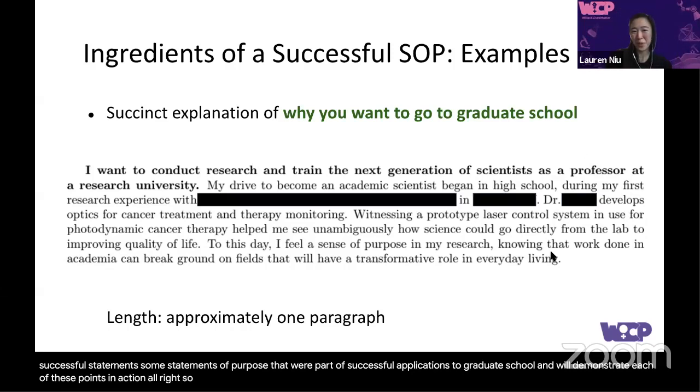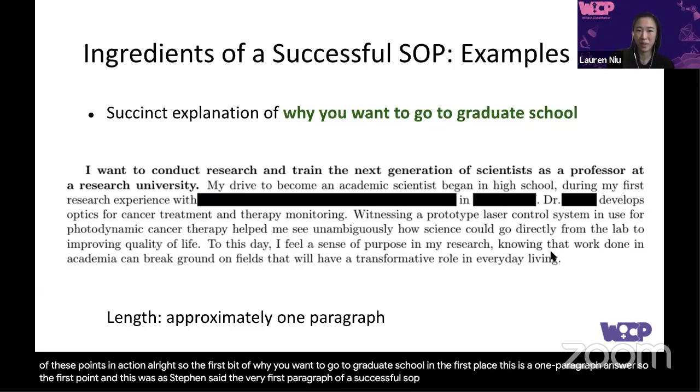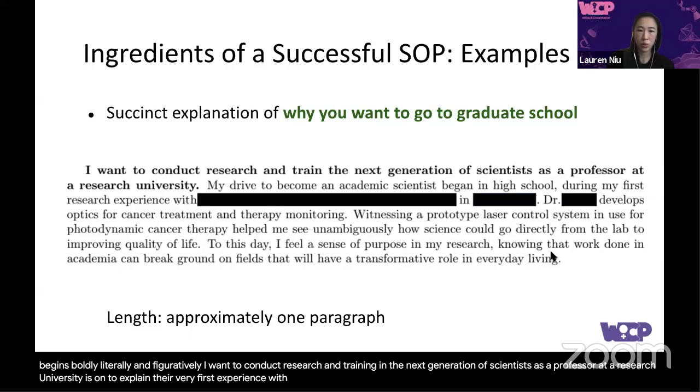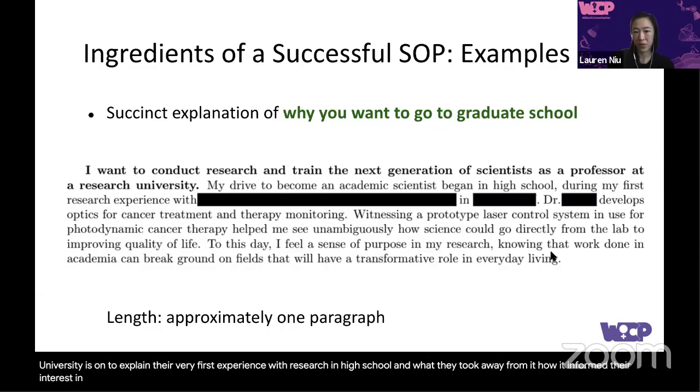All right, so the first bit, why you want to go to graduate school in the first place, is a 1-paragraph answer to the first point. And this was, as Stephen said, the very first paragraph of a successful SOP that got them into a Harvard PhD program. And it begins boldly, literally and figuratively. "I want to conduct research and train the next generation of scientists as a professor at a research university." And the student then goes on to explain their very first experience with research in high school and what they took away from it, how it informed their interest in pursuing a scientific career.